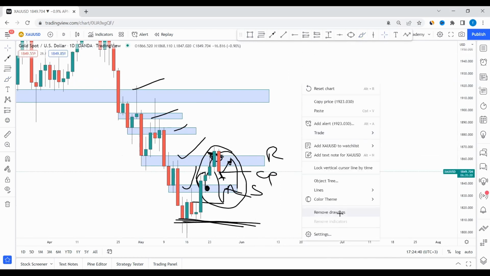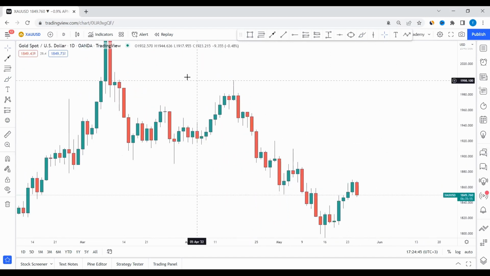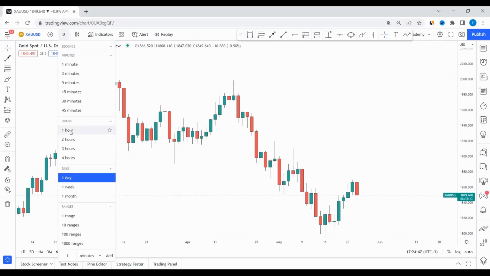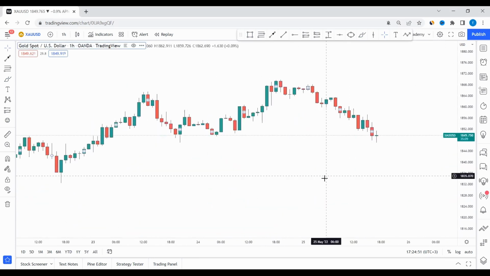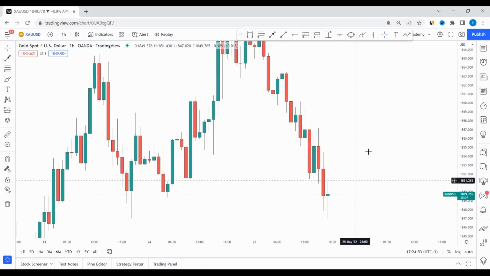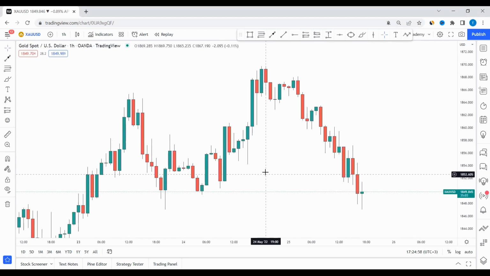Let me just remove these drawings. This one we have drawn in there. Now let's assume that you want to take your entries like in H1. Let me just go to H1. Let's assume that you'd like to take your entries in H1, or you've already taken your entries. Maybe you would like to add more entries and all that. So I'm not going to go so far.